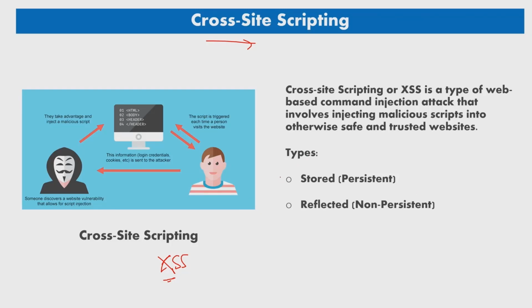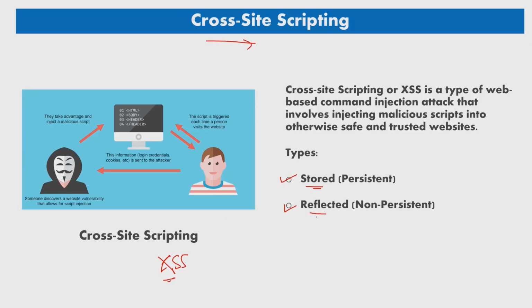So the first one is stored, right? And the second one is the reflected. So let's talk about the stored first, or the persistent type of XSS attack. Stored XSS is the most dangerous because it remains in the XSS-infected server indefinitely. When the victim visits the infected web page, the server sends the malicious script to them.